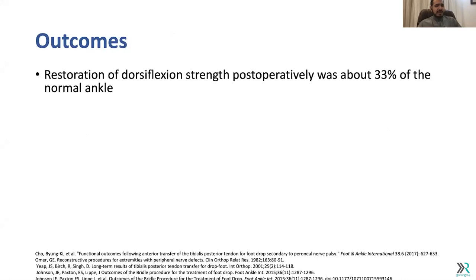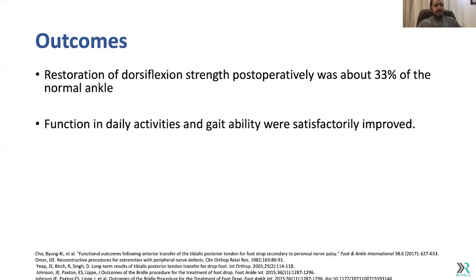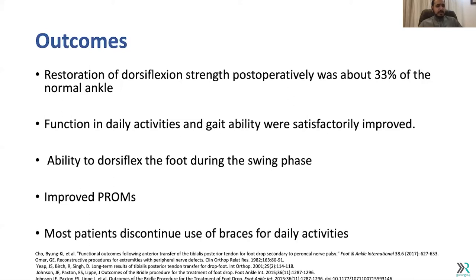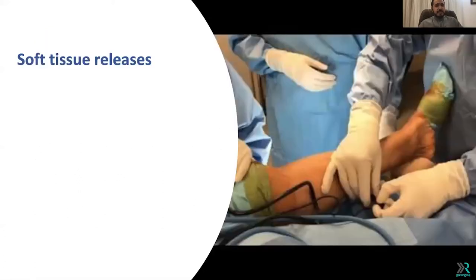Outcomes so far, there are a few studies in the literature that show restoration of about 33% of normal ankle function. Most patients are able to perform daily activities, with satisfactory improvement in gait. Ability to dorsiflex the foot during the swing phase improves patient-reported outcome measures, and most patients were able to discontinue using braces for daily activities. So these, in most cases, are life-changing to the patients. Moving to other surgical options.